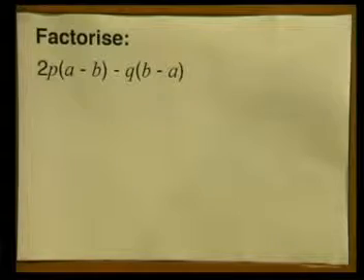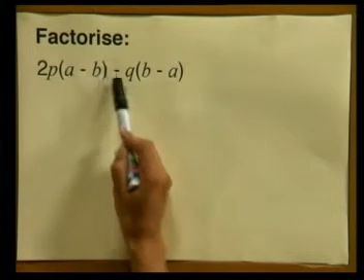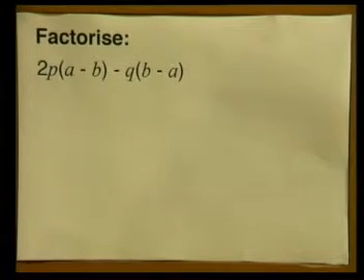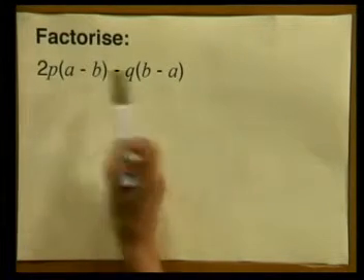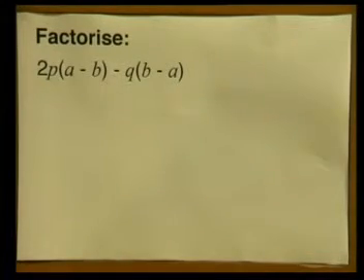Now, when would we use this in a question? Let me show you with this example. We are asked to factorize this expression. 2p multiplied by a minus b minus q multiplied by b minus a. Now notice we have two terms because they are separated by a minus. And we need to look for a common factor. But we cannot take out our bracket as a common factor because the brackets are not the same. But they are nearly the same.